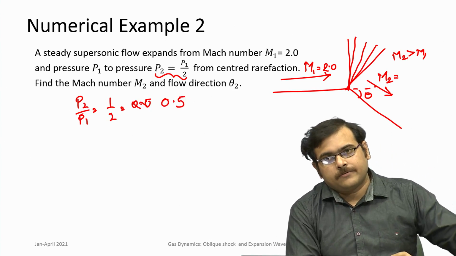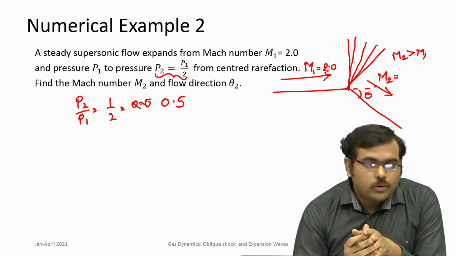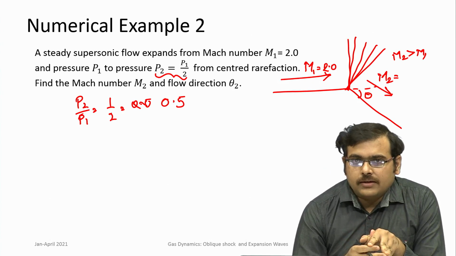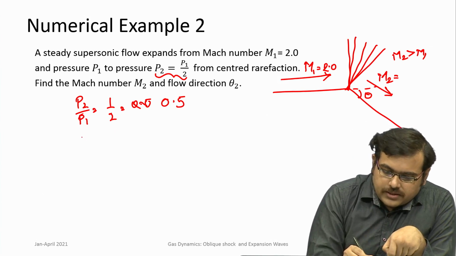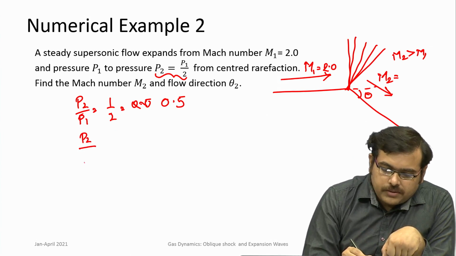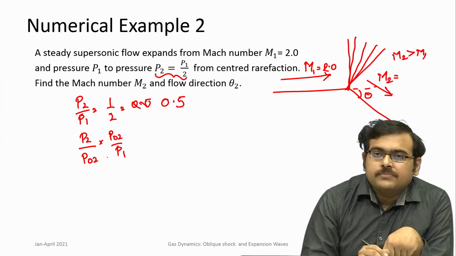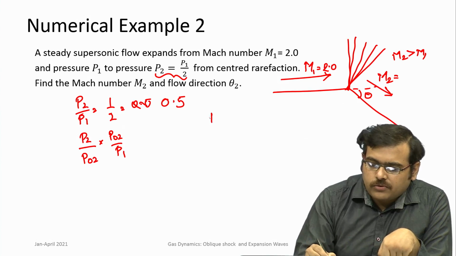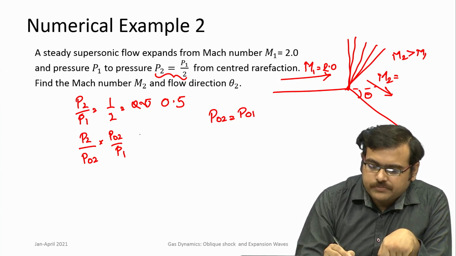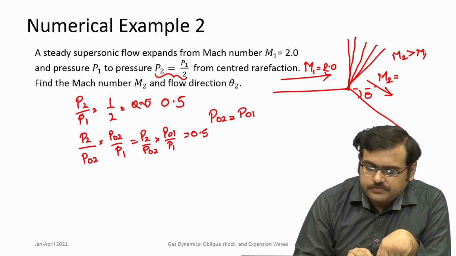The main idea here is flow through an expansion fan is isentropic. So if you know P2 by P1, you can calculate the Mach number. The steps are straightforward here. P2 by P1 can be written as P2 by P02 multiplied by P02 by P1. Across an expansion fan, the flow is isentropic, therefore P02 equals P01. Therefore this is P2 by P02 multiplied by P01 by P1, which is equal to 0.5.